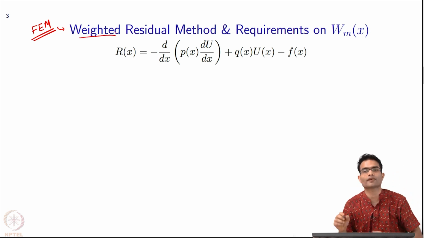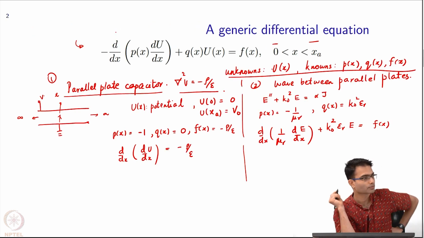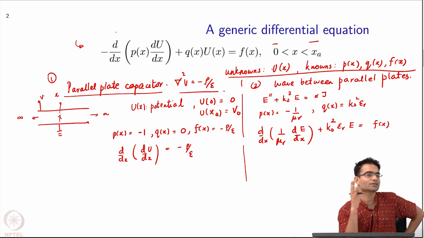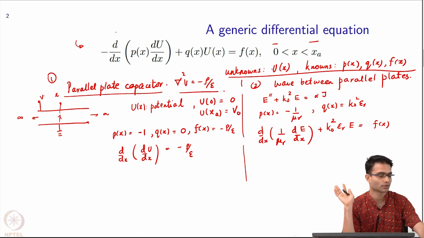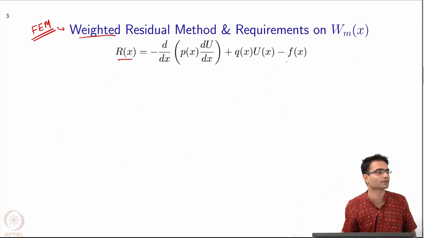So first of all, for weighted residual, I must define the residual. So this was my differential equation, right? So the residual is what? Left hand side minus right hand side is called residual. So this residual r of x is defined as left hand side minus right hand side, okay.